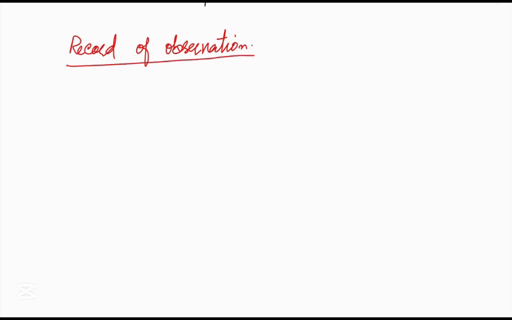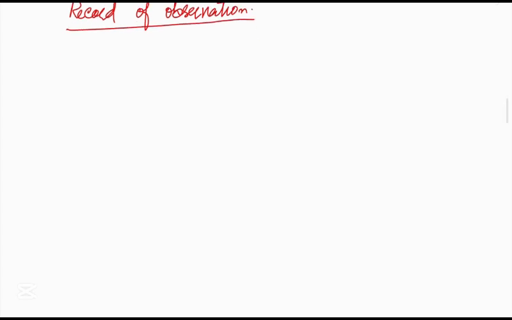So after that we have a record of observation. We make a record of observation either in the form of a table or in the form of a graph. So let us see what the different ways of recording the observation in the form of a table are.